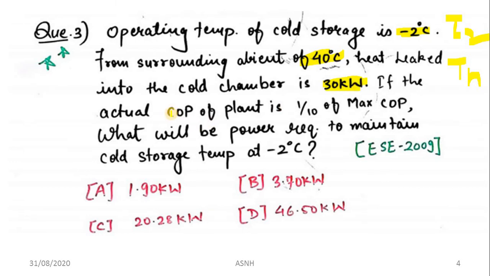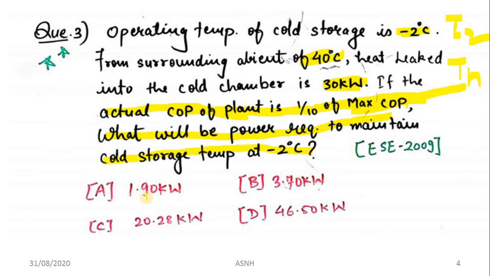If the actual COP of the plant is 1/10 of the maximum COP, so here they have given the relation: actual COP is equal to 1/10 times the maximum COP. What will be the power required? We have to calculate the power required to maintain the cold storage temperature at -2 degree Celsius.